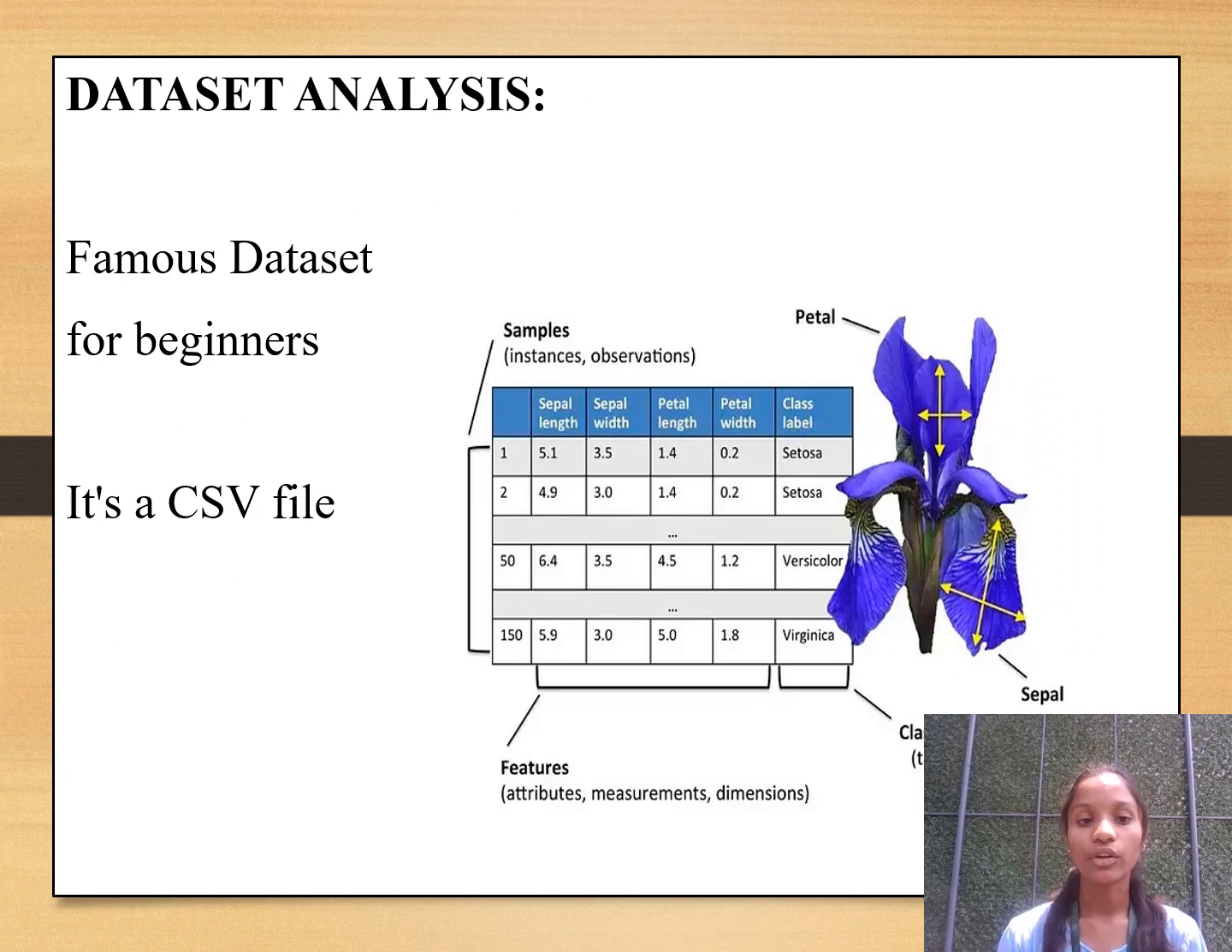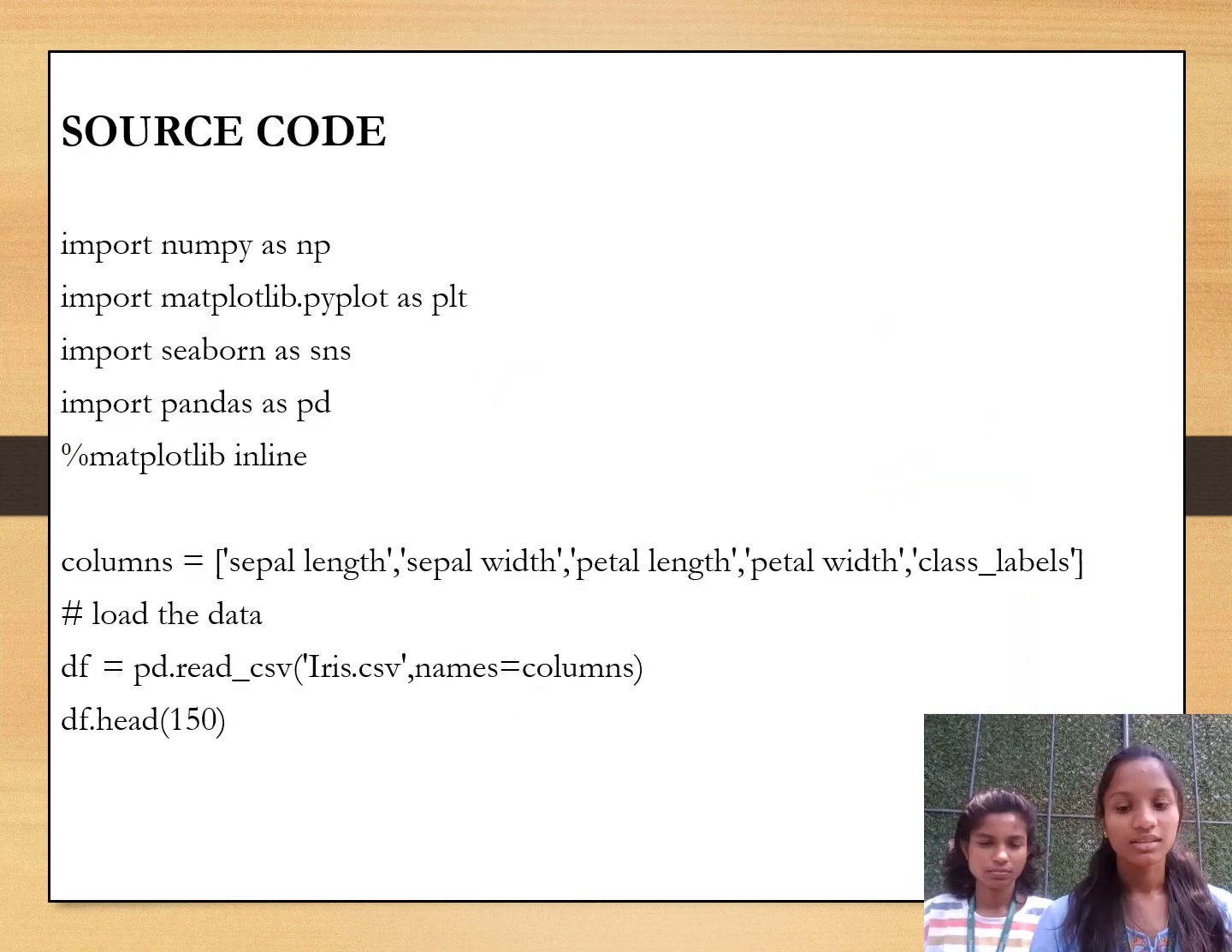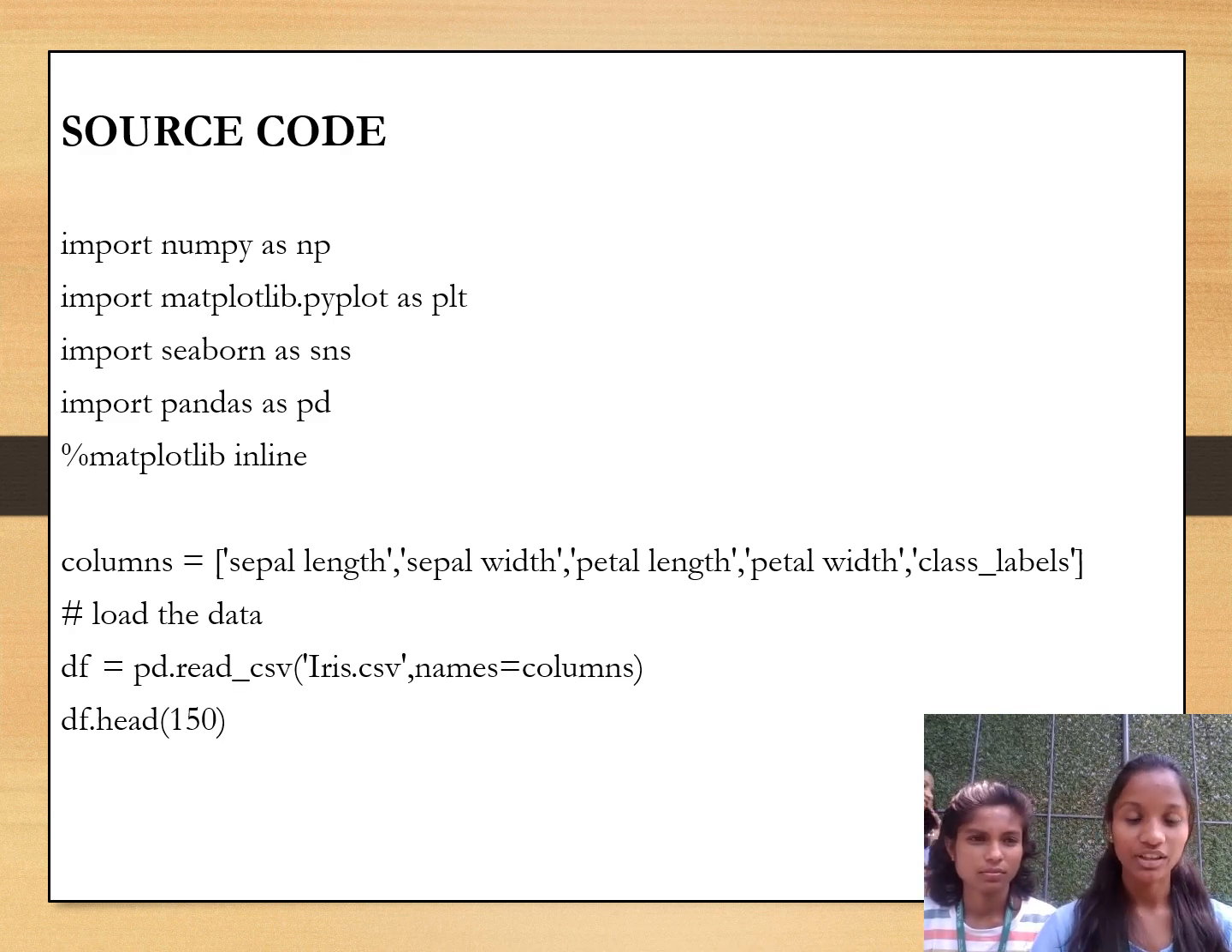Next, what is the data set we have used? We have collected the data set from the Kaggle website, where they have already given the data set for this project. It is a CSV file, where the values are separated by commas. Now let us discuss the source code which we have used in our project.